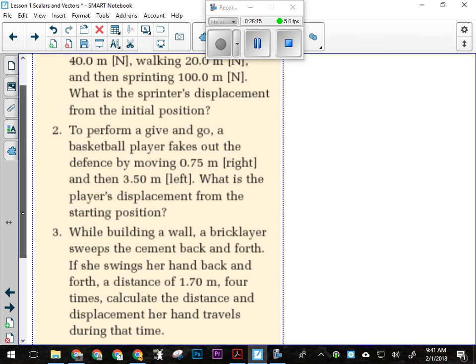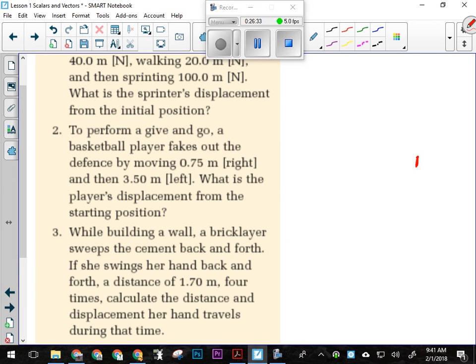How many people have done number 2? Okay, let's have a look at that one then. To perform a give and go, a basketball player fakes out the defense by moving 0.75 meters to the right and then 3.5 meters to the left. What's the player's displacement from their starting position? So here's where they start. They move 0.75 meters this way, and then from here, they go 3.5 meters this way. So what's their displacement on this one?